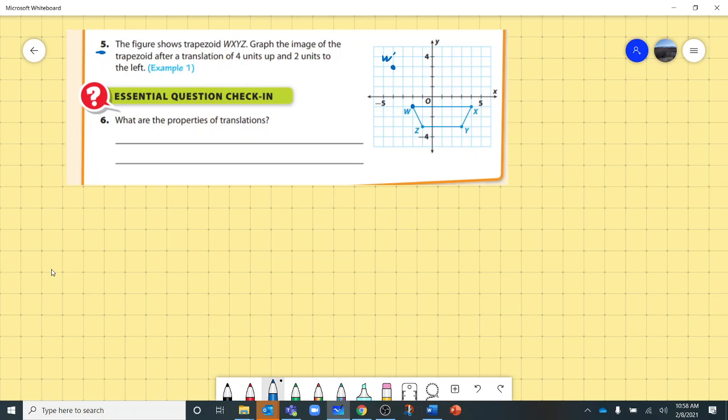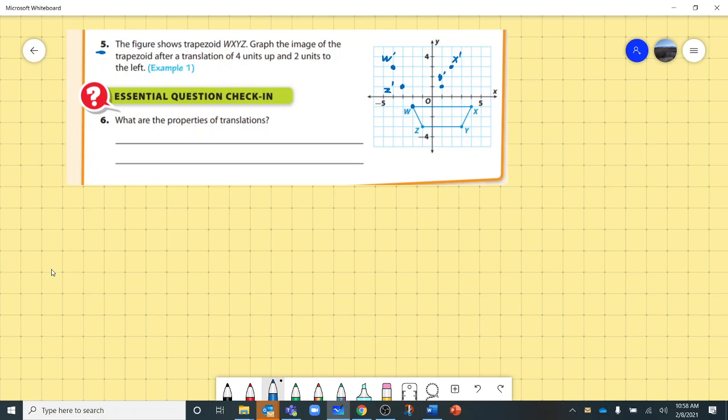Then I'm going to go to X. I'm going to do the same thing. 4 units up. 1, 2, 3, 4. 2 to the left. 1, 2. And that puts it right there. Going to Y. 1, 2, 3, 4. 1, 2. There's my Y prime. And Z. 1, 2, 3, 4. 1, 2. And there's my Z prime.